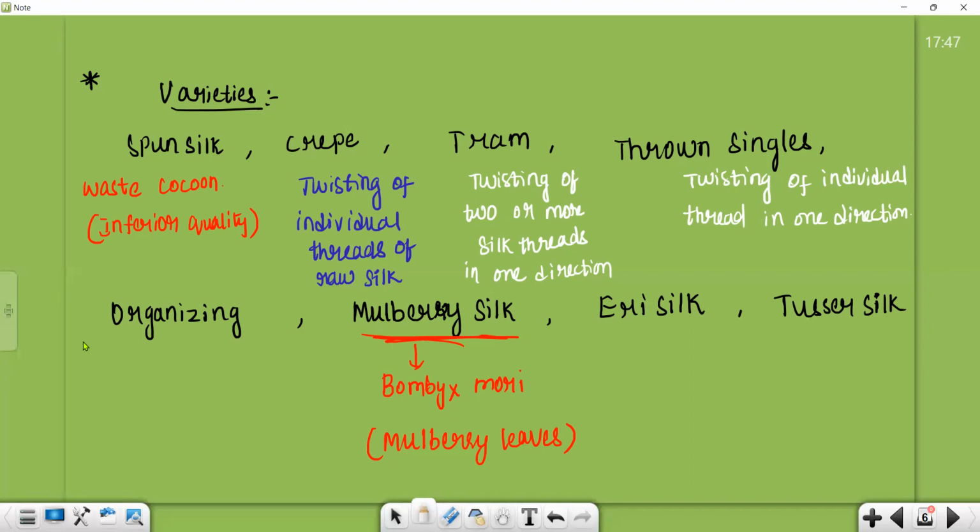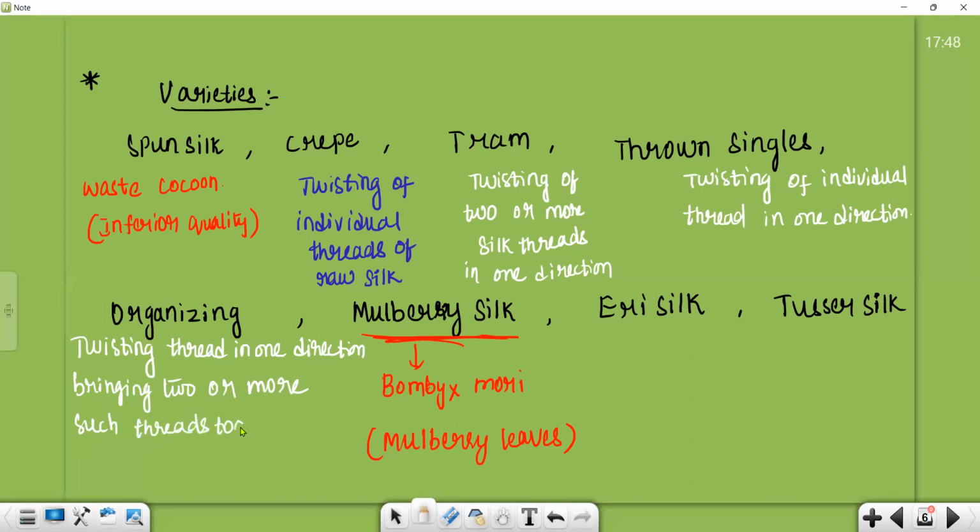Next, organzine. In organzine, we twist thread in one direction, then bring two or three threads together and twist in the opposite direction. Twisting thread in one direction, bringing two or more such threads together and twisting in the opposite direction.